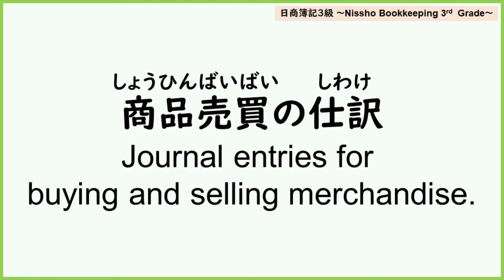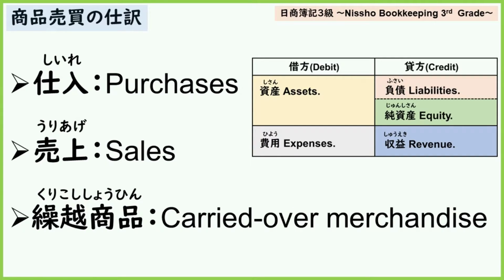The first content. Journal entries for buying and selling merchandise. When making journal entries for buying and selling merchandise, we use three account names: purchases, sales, and carried over merchandise. When buying merchandise, we use the purchases, expenses account. When selling merchandise, we use the sales, revenue account. Carried over merchandise is an asset account related to inventory of merchandise. It does not appear until video number 14, so it's okay to temporarily forget about it. Using these three accounts, we will make journal entries for transactions related to buying and selling merchandise.